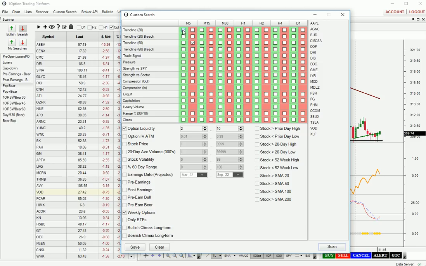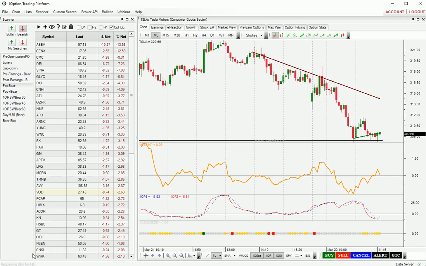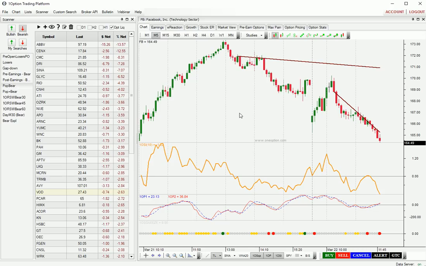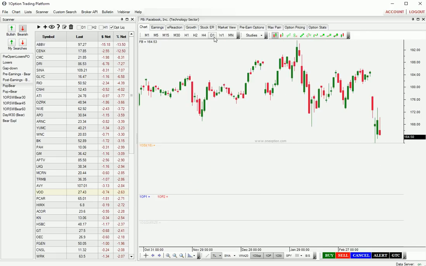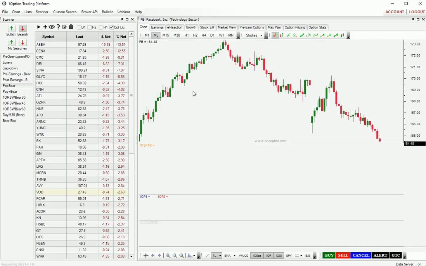I'm going to use a little bit different time frame, and I'm going to look for Facebook, which is one that we had put an alert on. You can see the alert come up in the lower window. Facebook went below 164.41. Hey Pete, you remember that short that you were considering? Well, it's back. And now I know it might be time to get short Facebook. And we already looked at this, so we know it's a decent short.